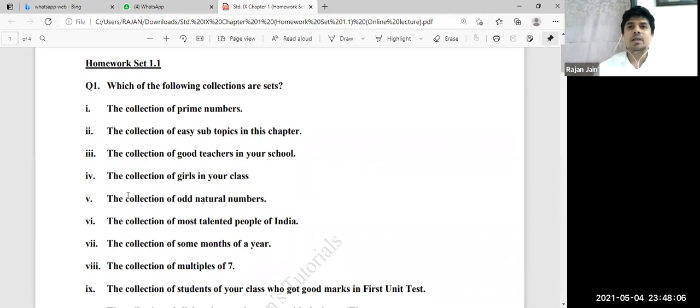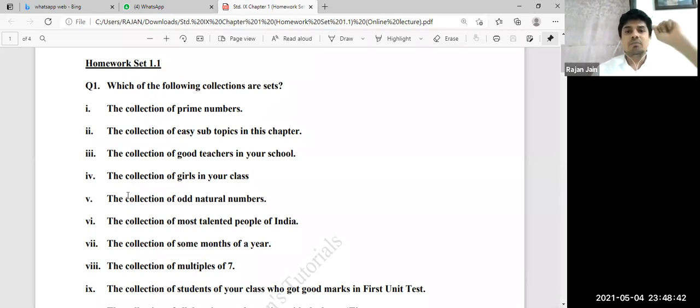Suppose, for example, a collection of tasty fruits available in India. When I talk about tasty fruits, it becomes a relative term because, let's say, for the first person, apple is tasty. For the second person, apple is not tasty. So you cannot definitely say that apple is a tasty fruit for everyone. Are you understanding? Here the conclusion is varying from person to person, and such a collection is not called a set.